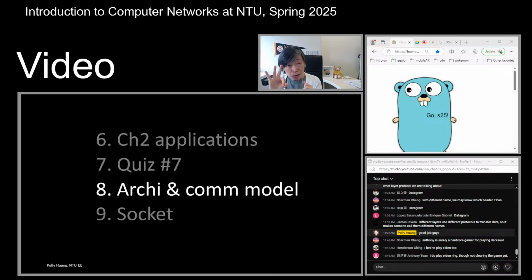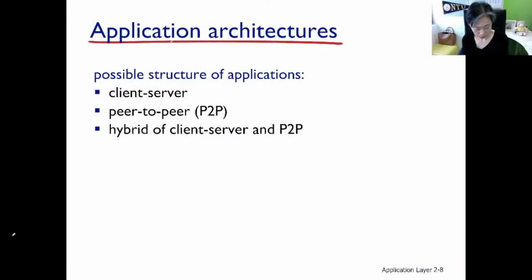And there are three major models. You've heard about the first two already. First thing we do when designing a network application is to decide its structure. There are three general models and we'll go through them one by one.